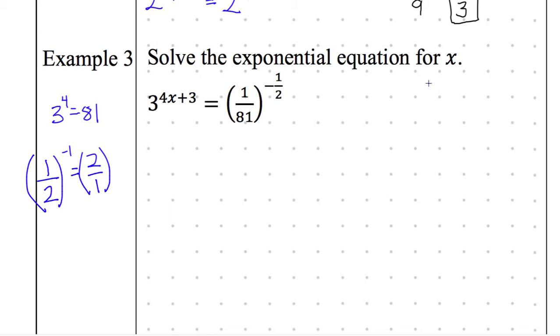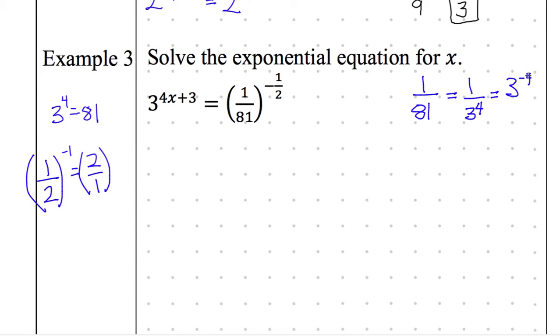This 1 over 81, right off to the side, 1 over 81 is equal to 1 over 3 to the 4th power. I can now bring this 3 to the 4th power to the numerator by making it negative. So this is 3 to the power of negative 4.